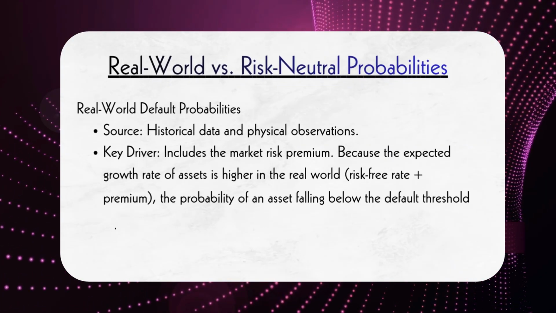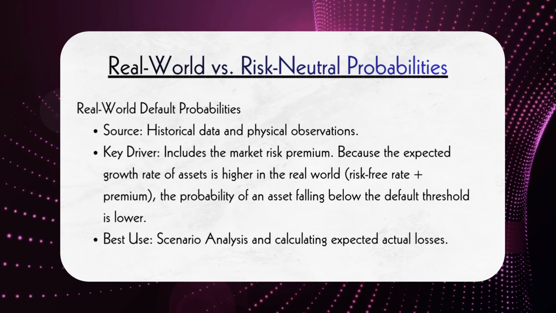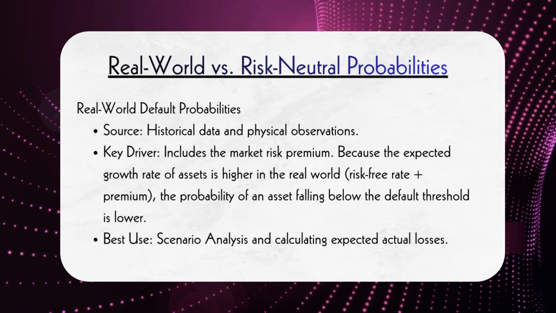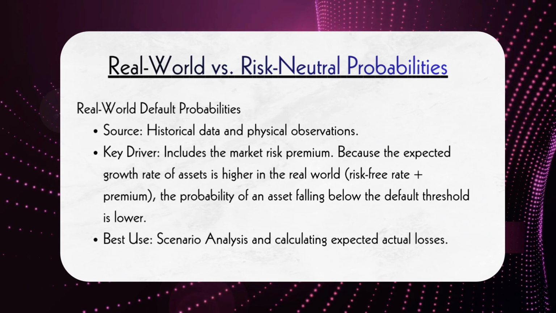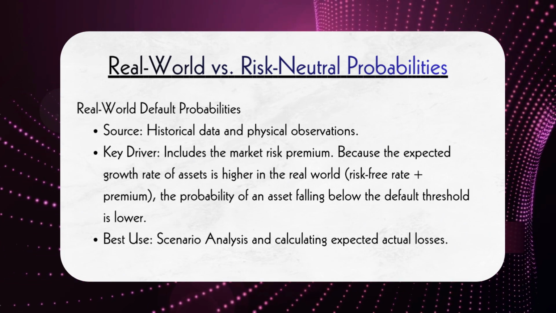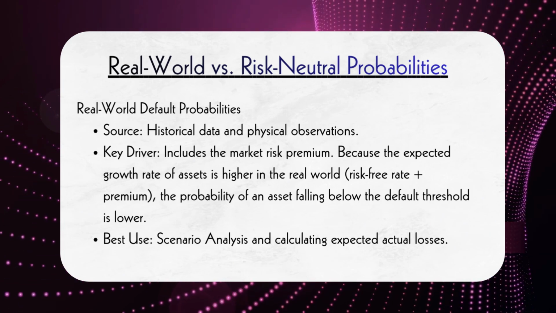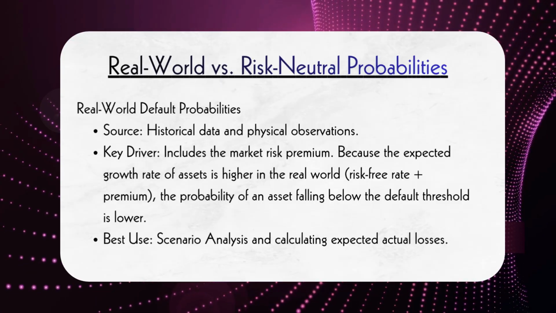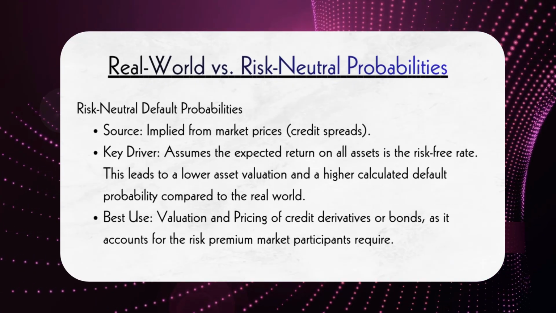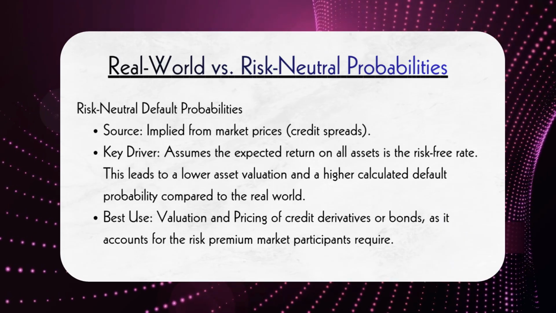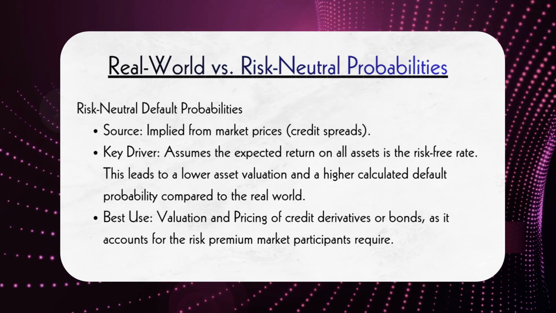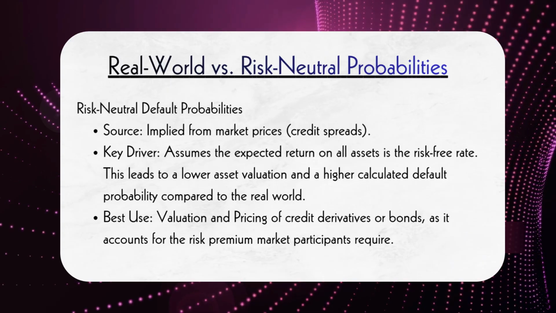This brings us to the fundamental difference between real-world and risk-neutral default probabilities. Under risk neutrality, we assume the risk-free rate is the expected growth rate of a firm's assets. However, in the real world, the expected growth rate is the risk-free rate plus a market risk premium. Because of this higher valuation in the real world, the calculated real-world default probability will always be lower than the risk-neutral default probability.